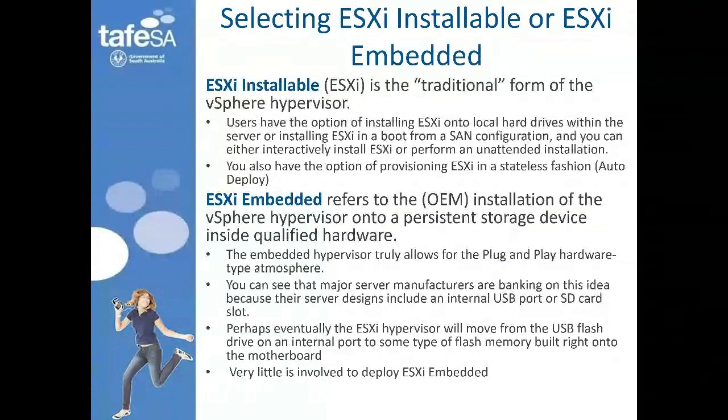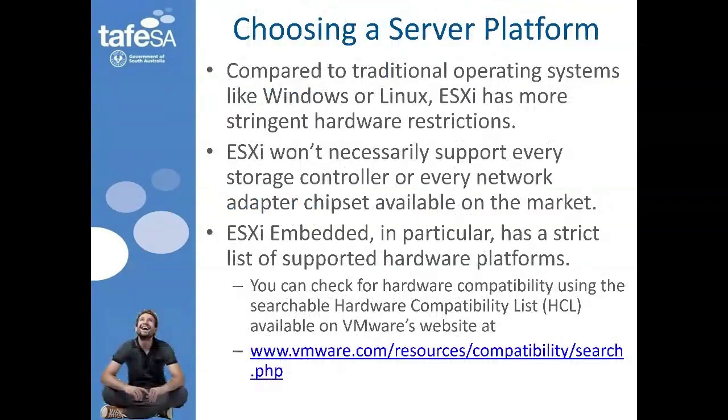All right, so we spoke about these things briefly. Installable is the traditional form of installing, whereas embedded refers to OEM installation of the hypervisor with persistent storage, and we could actually create images of that as well. Choosing the right server platform, we talk about how important the hardware is. So we need to make sure it's hardware compatible. It's just easier, okay? Because you know how small the ESXi is, right?